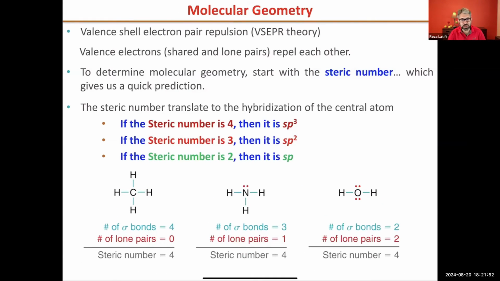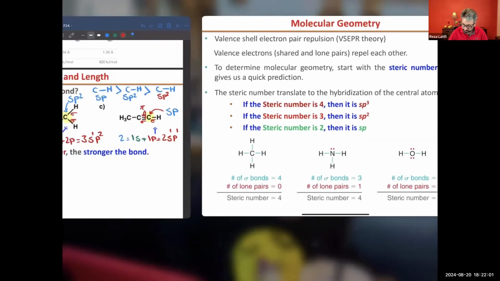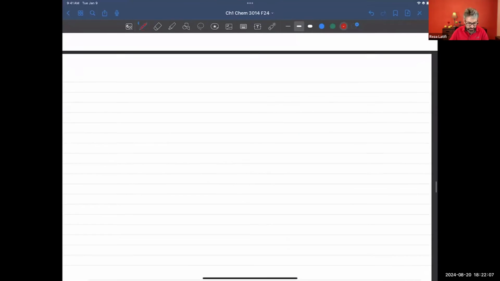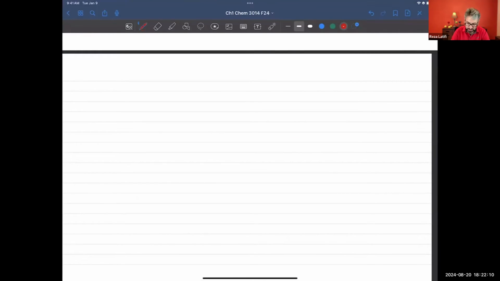How do I get the geometry? How do I get, for example, the hybridization, and what's the role of the lone pair? Let's practice this one. Instead of following the slide letter by letter, let's start with this.